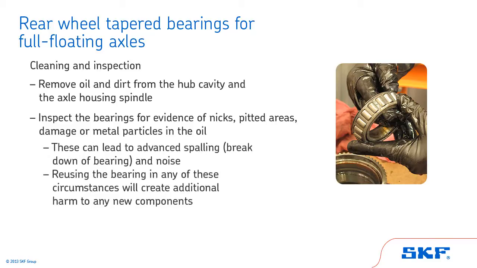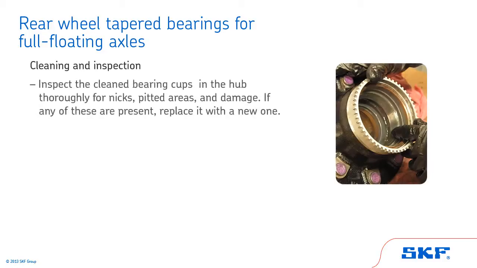Pits, nicks, and particulate contamination can lead to advanced spalling, breakdown of the bearing, and noise. Reusing the bearing in any of these circumstances will create additional harm to any new components, as well as early failure and continued noise. Next, inspect the cleaned bearing cups in the hub thoroughly for nicks, pitted areas, and damage.